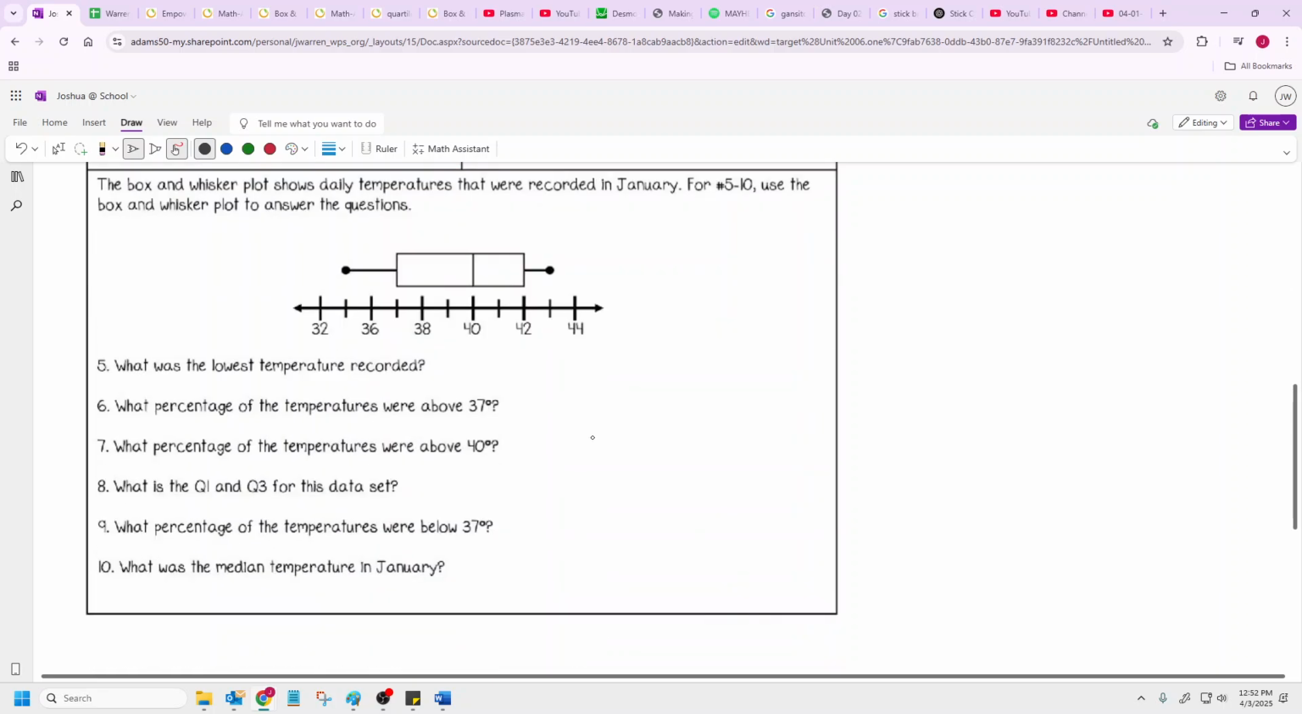The box and whisker plot shows daily temperatures that were recorded in January. For numbers 5 through 10, use the box and whisker plot.